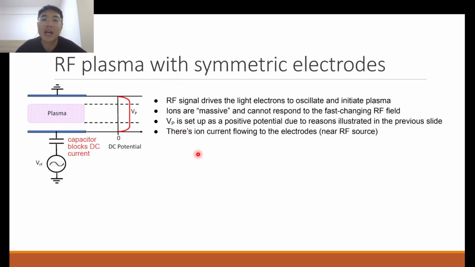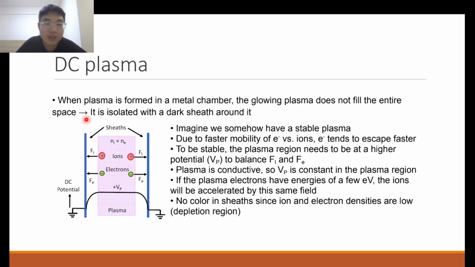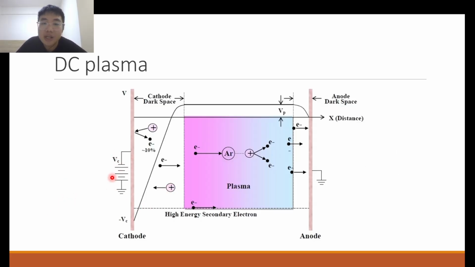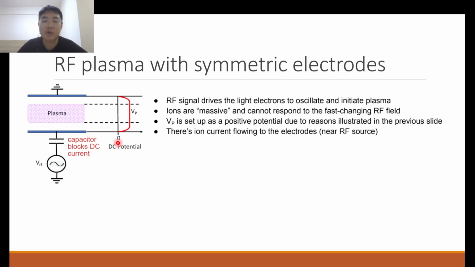So how about the RF plasma? How about the case where you excite your plasma not with a DC bias, a DC potential, but with a radio frequency, so it's like alternating. It's like a sine wave. You can alternate in both the positive and the negative potential, so the polarity swaps every half a cycle.